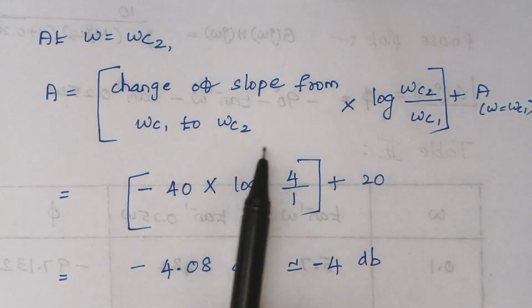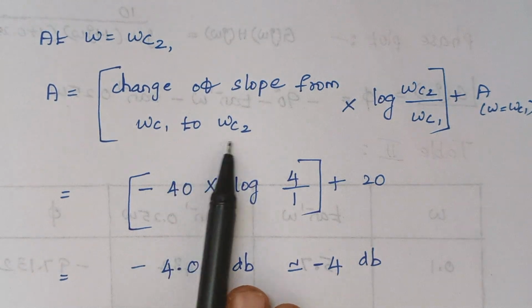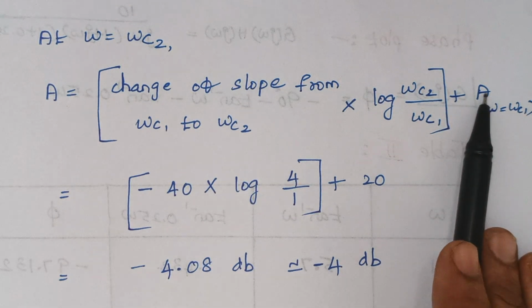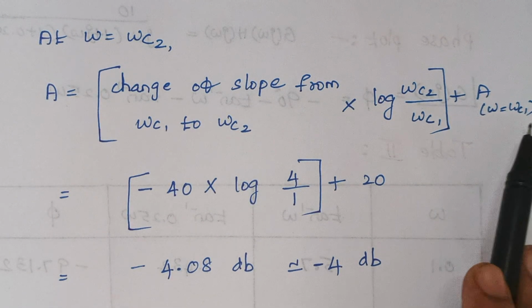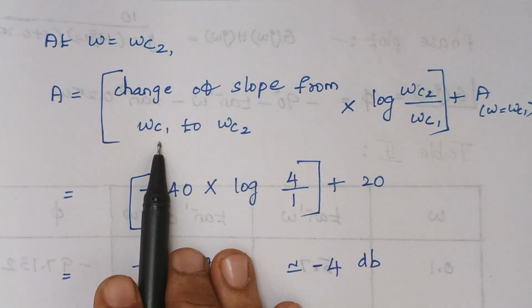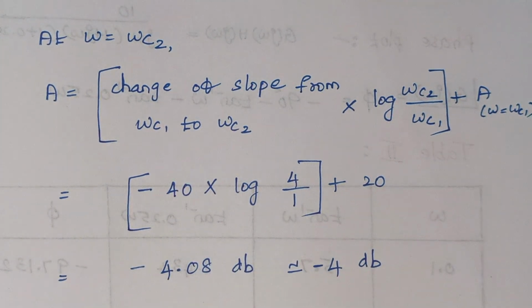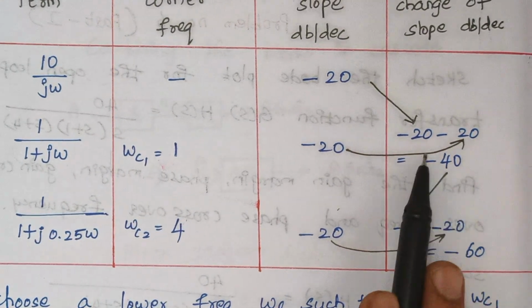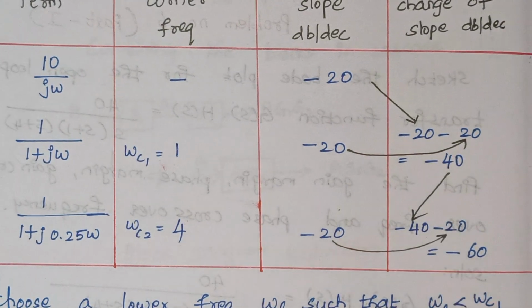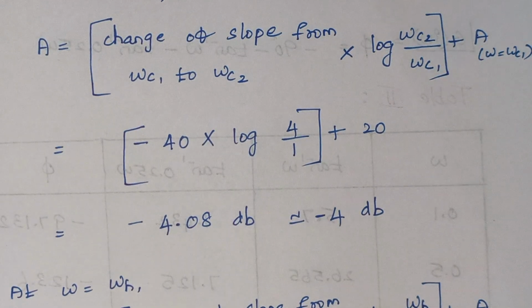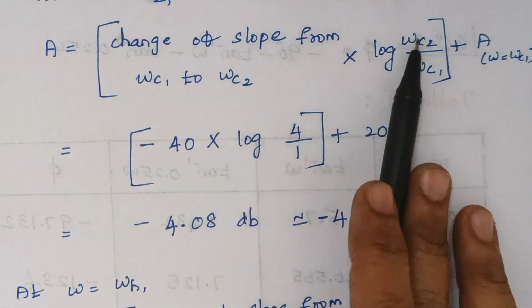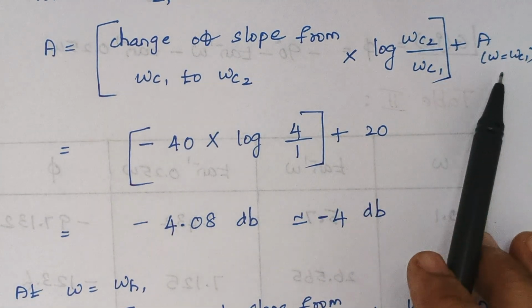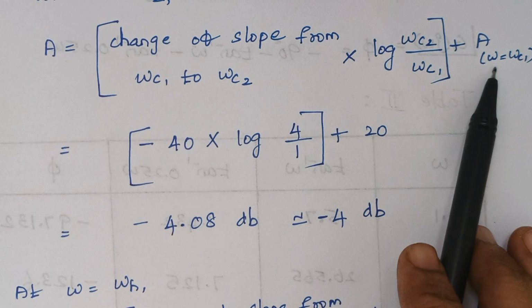So at omega equal to omega C2, we are getting the value of magnitude using this formula. The formula is change of slope from omega C1 to omega C2 into log of omega C2 by omega C1 plus the value of A when omega equal to omega C1. So change of slope from omega C1 to omega C2, we have to look at our table. You see from omega C1 to omega C2, what is the change of slope? It is minus 40. So just substitute the value there. So minus 40 into log of omega C2 and omega C1, values are known to us. So just substitute, plus the value of A when omega equal to omega C1. That is the previous step.